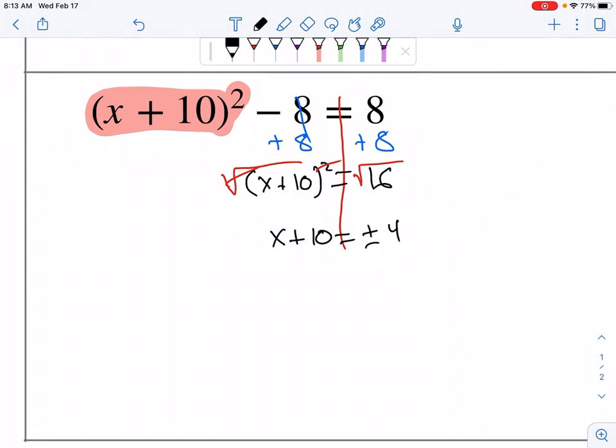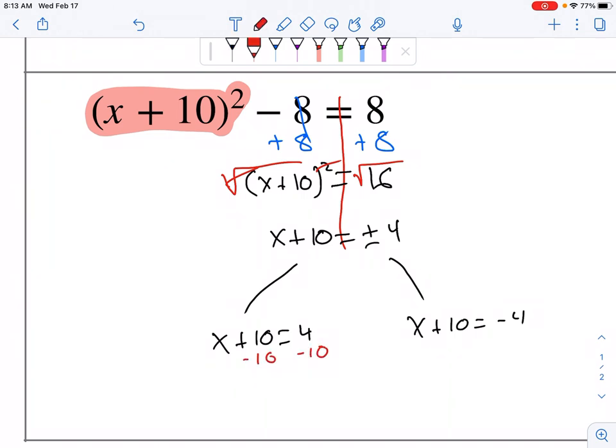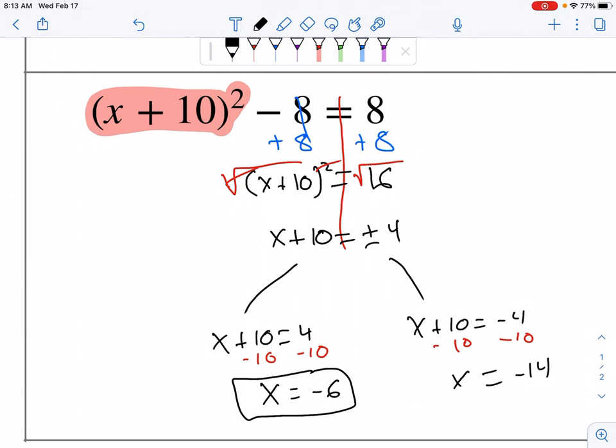Okay, now that I have that, I'm going to go ahead and split this because I'm going to have an x plus 10 equals positive 4 and an x plus 10 equals negative 4. And we can solve each of these. So it's like it's solving inside of solving inside of solving. So our first value for x could be a negative 6. Our second value for x could be a negative 14.